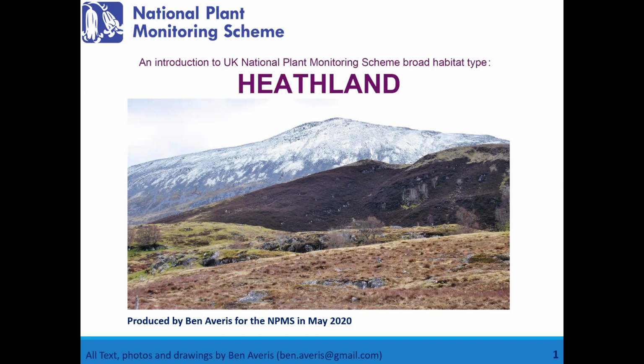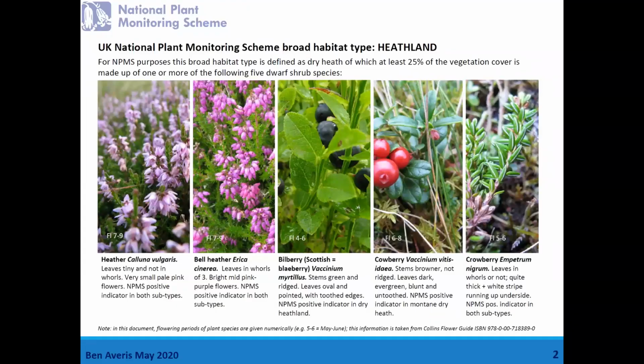If we go on to the next page, we can begin to look at some of the details, you might say. These five species illustrated here are important species to know when we're looking at the heaths. As I said right at the beginning, for NPMS purposes, this is habitats defined as vegetation in which at least a quarter of the vegetation cover is made up of any combination of that group of species. So they're obviously very important things to know, and all of them are known to many of you.